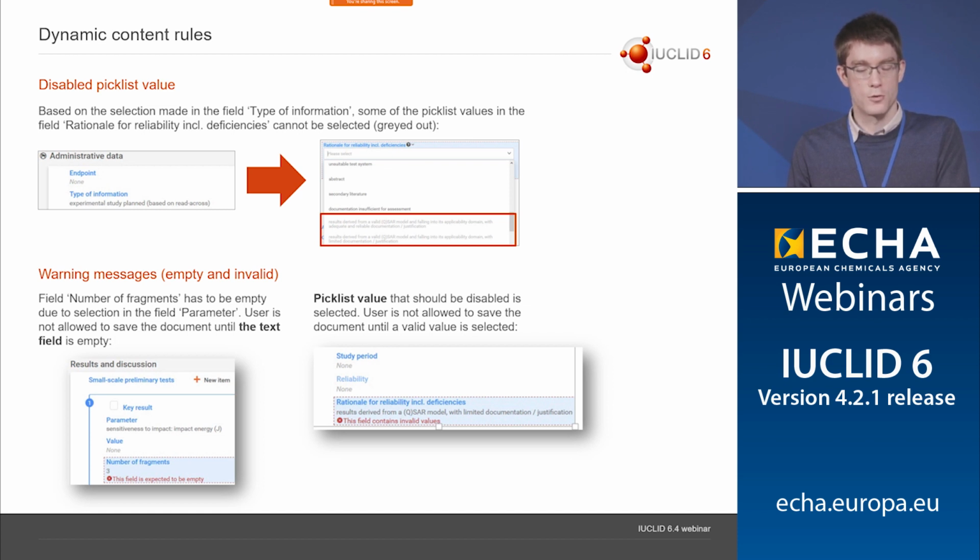If you have information or data in a document which is not valid and is not conforming to the dynamic content rule, you will receive a warning message. I've got a couple of examples here based on the previous ones. So for instance, if you have data entered in the number of fragments, which is not supposed to be there, you will receive a warning that this should be empty. And in the second example there, if I've selected a rationale which is not valid, I will have a message telling me that this is an invalid entry.